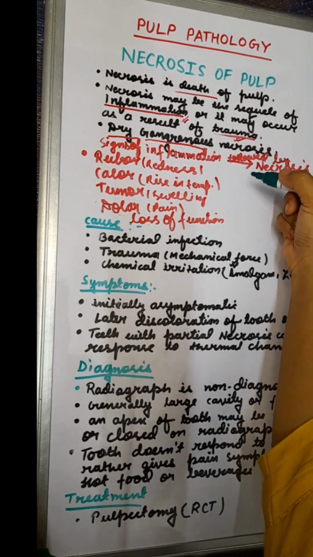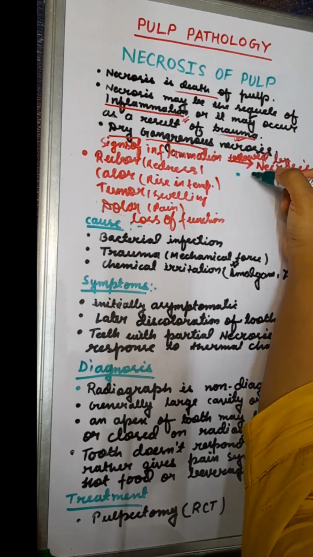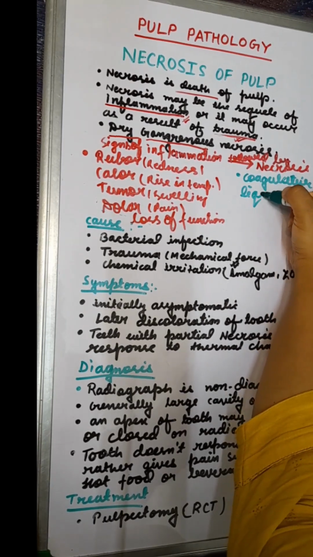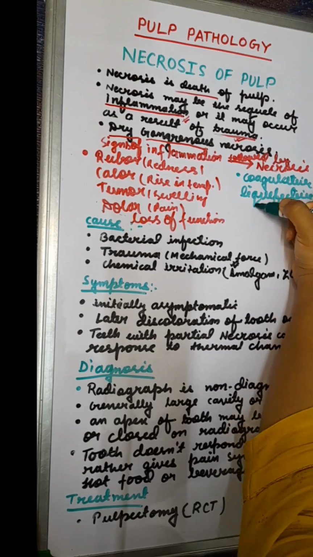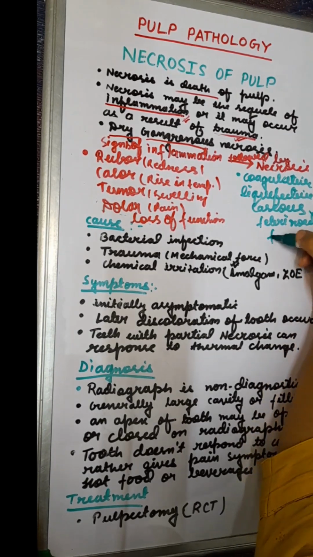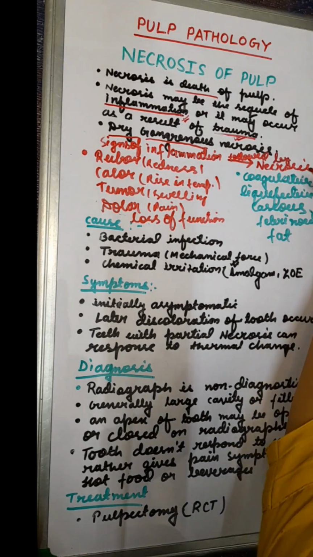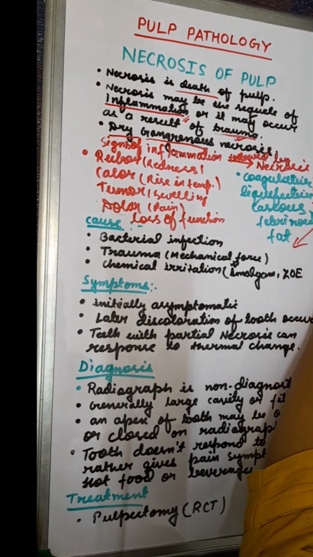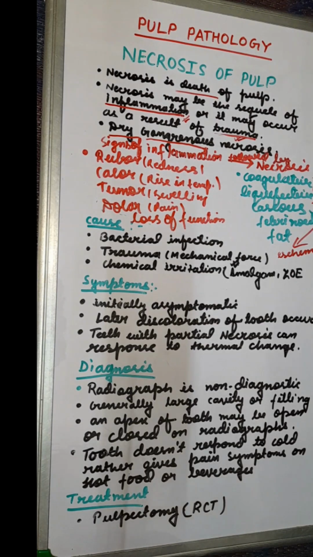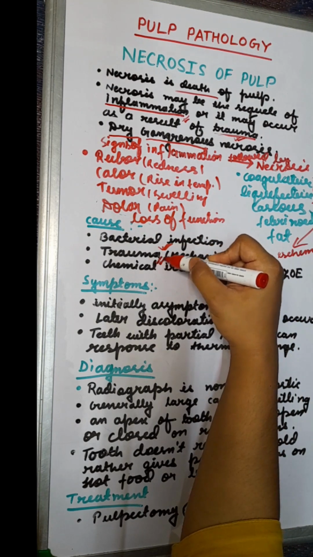And now the necrosis that occurs as a consequence of inflammation. And there are 5 types of necrosis, that is coagulative, liquefactive, caseous, fibrinoid, and fat necrosis. So basically, in necrosis of the pulp, coagulative or liquefactive necrosis are seen, and it occurs as a consequence of ischemia of the pulp.